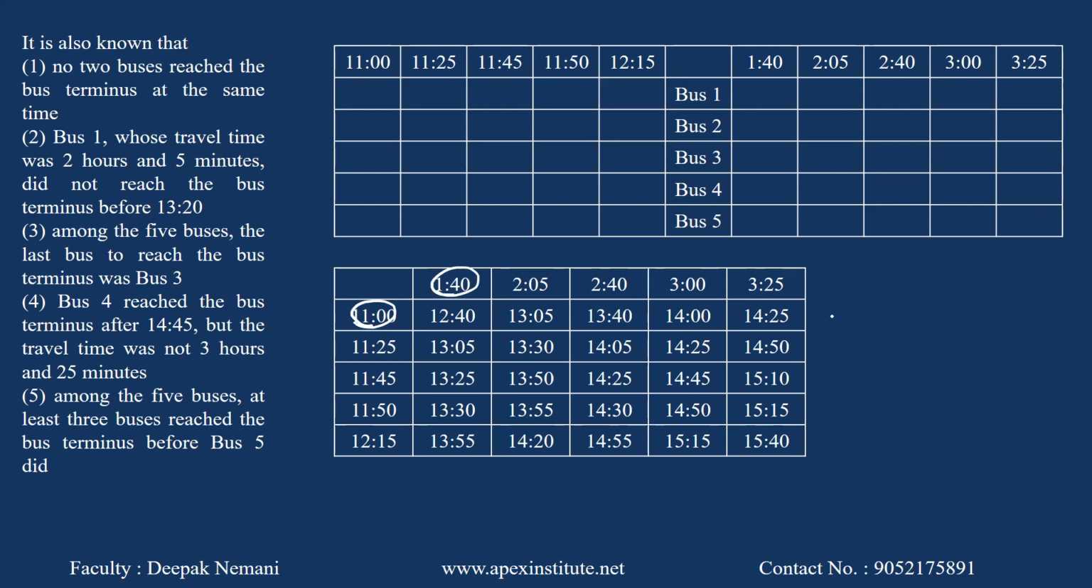So I have made the reaching times of these buses when they start at these 5 respective times, with the journey times being these 5 respective timings: 1 hour 40 minutes, 2 hours 5 minutes, 2 hours 40 minutes, 3 hours, and 3 hours 25 minutes. You will have complete information for this question once you make this table. You can also solve this question without making this table, but I feel making this table will make our solution much easier.